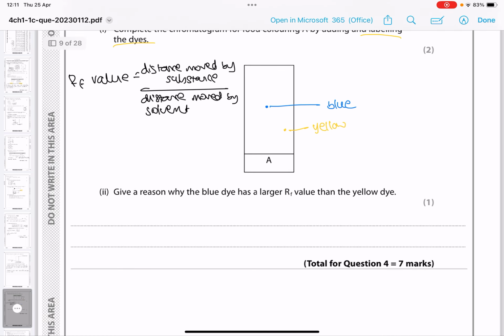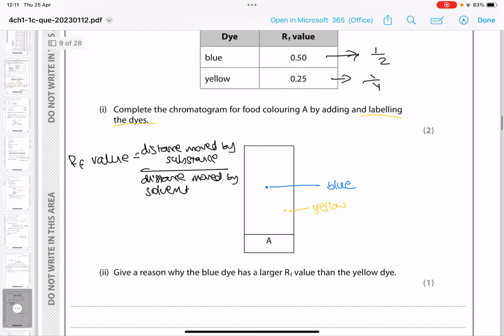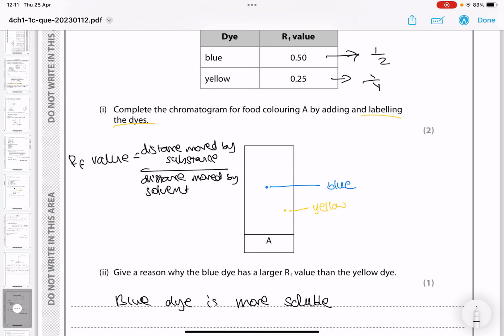Give a reason why the blue dye has a larger Rf value than the yellow dye. So the Rf value really depends on the solubility of the dye. If the blue dye has a larger Rf value, what this means is that the blue dye is more soluble in water, and as a result, it moves further up the chromatogram compared to the yellow dye.